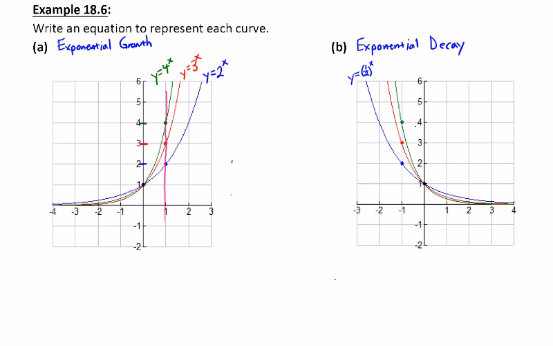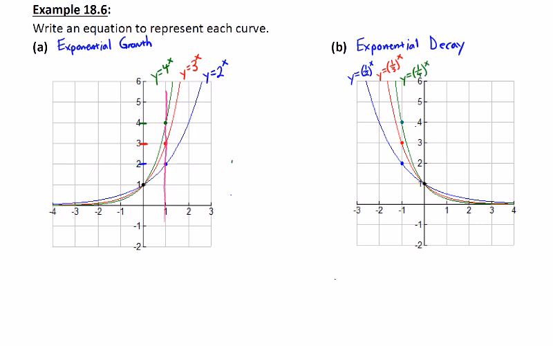For the red line, we have the point at (-1, 3). That would indicate the equation is y equals 1/3 raised to the x. And then for the green line, this is going to be y equals 1/4 raised to the x.